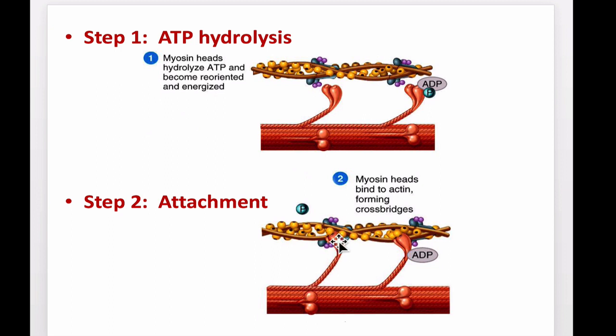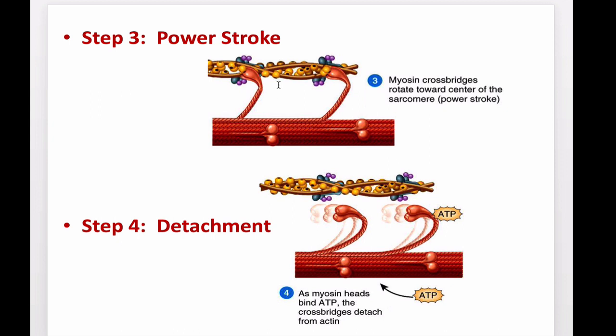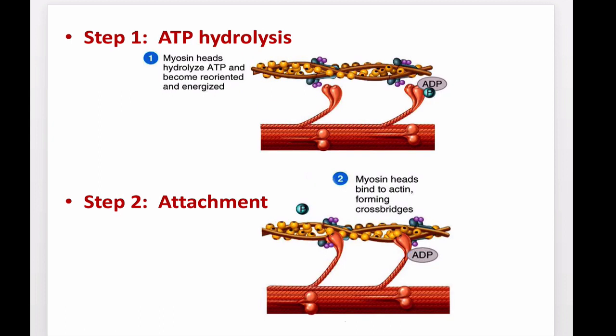So step number 2 is attachment. When that ATP is hydrolyzed, myosin is charged. It's in the right configuration to grab onto actin. Once it grabs onto actin, it's game on. It then does what's called the power stroke. It has bound itself to actin and it pulls actin toward itself, toward the center. It yanks actin toward the middle. Then it detaches. After it detaches in step 4, it grabs onto another ATP, and it does step number 1 again.